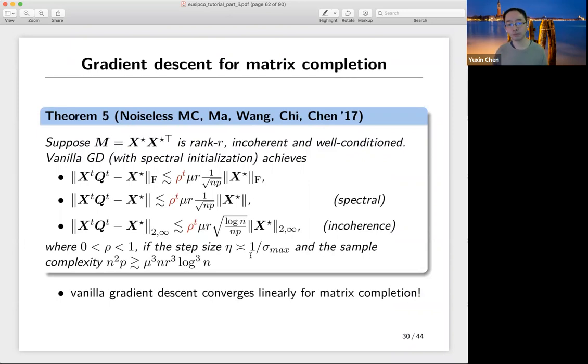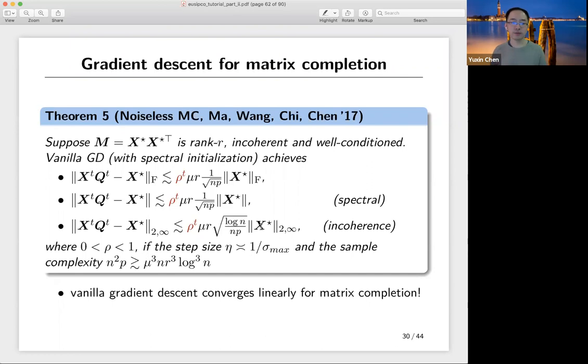Suppose that my ground truth matrix is low rank, positive semidefinite, incoherent, and well conditioned. Then if you just run the two-stage algorithm that I have presented, it achieves the following linear convergence property. I have three bullets here, and each corresponds to one performance metric. We have looked at the Frobenius norm error, the spectral norm error, and also the 2-to-infinity norm error. All of them converge geometrically fast to zero.